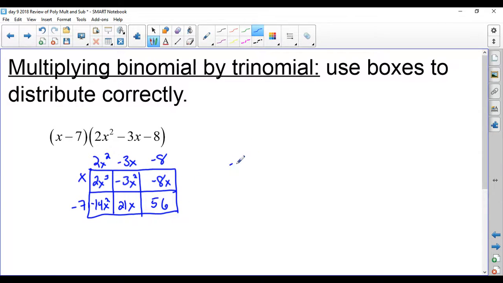I need to rewrite combining all my like terms. Negative 14x squared minus 3x squared is 17x squared. 21x and minus 8x is positive 13x, and then I have the 56. I need you to show me your work, however you're doing it, before you combine your like terms and get your final answer. Do not just give me an answer. This is not something you can multiply in your head and combine all the terms in your head.